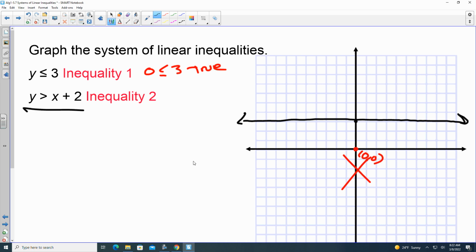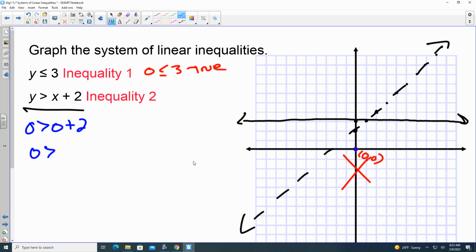So looking at this one, y is greater than x plus 2, it is in slope-intercept form, where my y-intercept is at 2, so it's at 0, 2. And my slope is 1, so it's up 1 to the right 1. And this one is going to be a dashed line. And I can still use 0, 0 here. And is 0 greater than 0 plus 2? Is 0 greater than 2? Is that true? No, that's false.